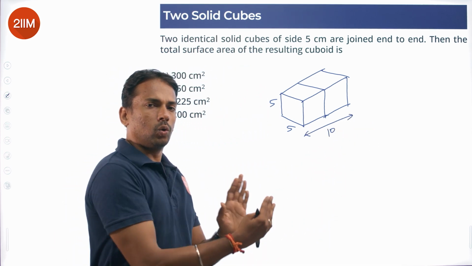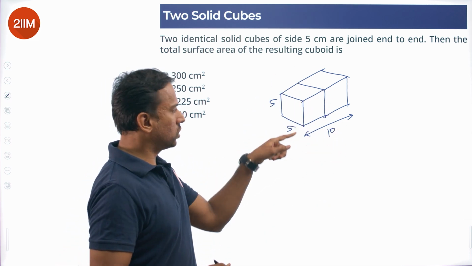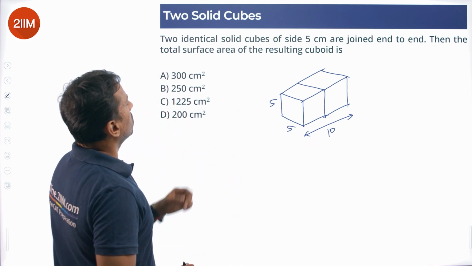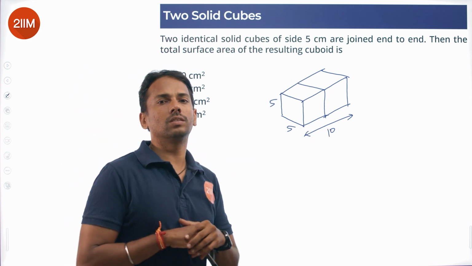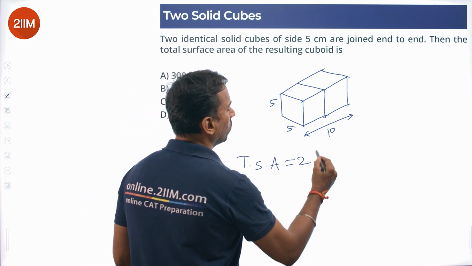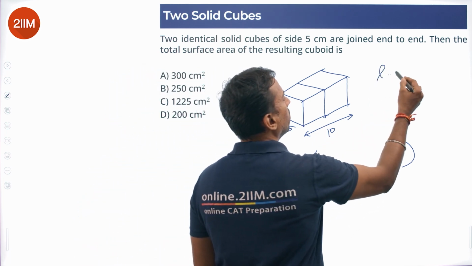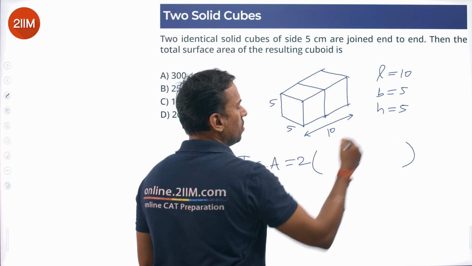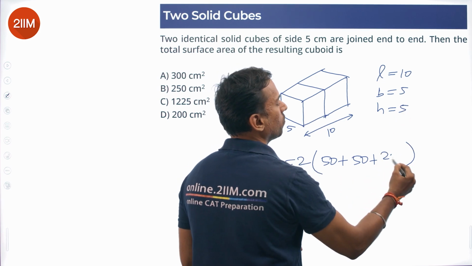Once the two cubes are merged, the new shape you will get is a cuboid whose length is 10, breadth is 5, height is 5. Question: what is the total surface area of the resulting cuboid? Now we have to find this resulting cuboid's TSA. TSA is 2 times (LB plus LH plus BH). Here L is 10, B is 5, height is 5. So LB is 50, plus LH 50, plus BH 25.